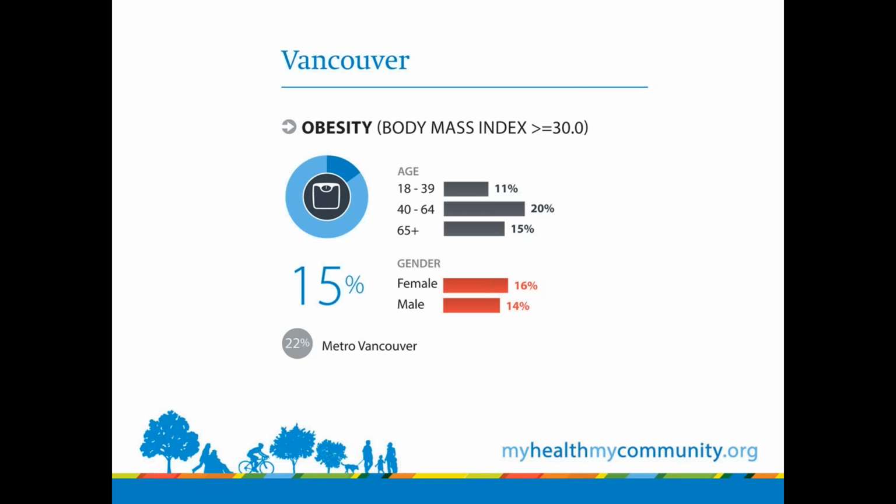So along the same health status outcome, we have information about obesity, and that gets talked about a lot with the built environment and active living piece. So we have that kind of data down to our neighborhood level for our communities.